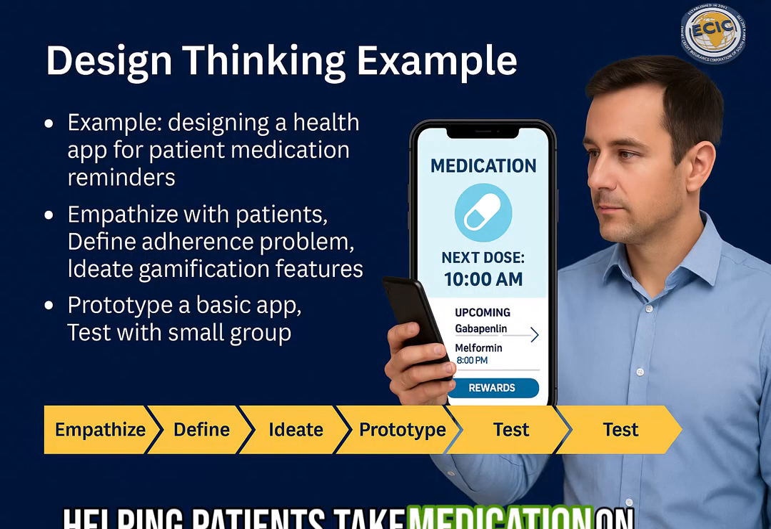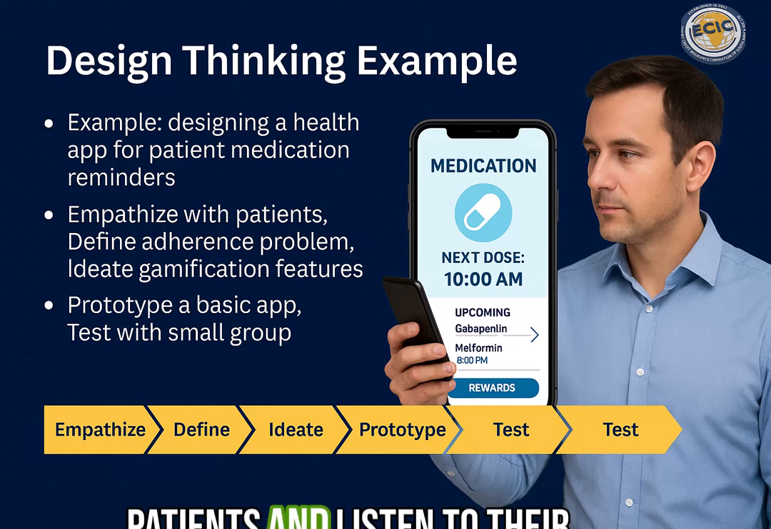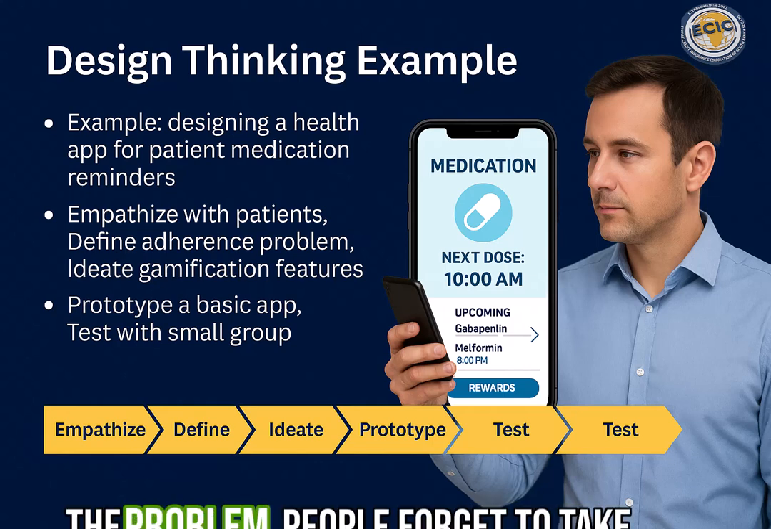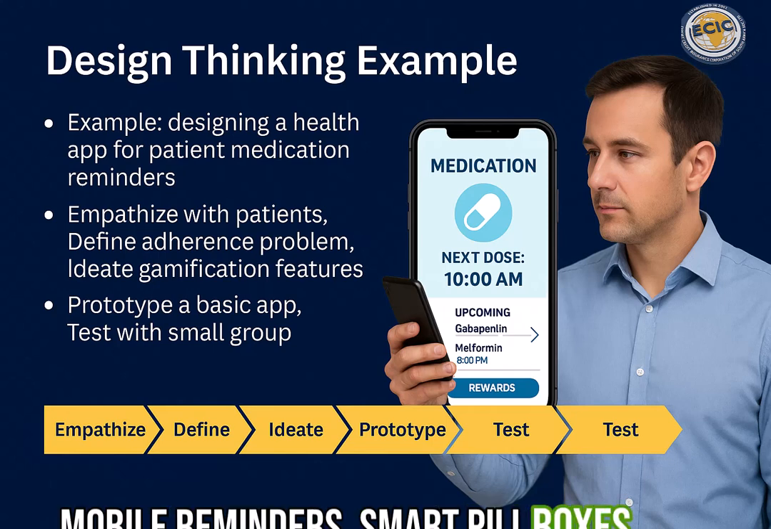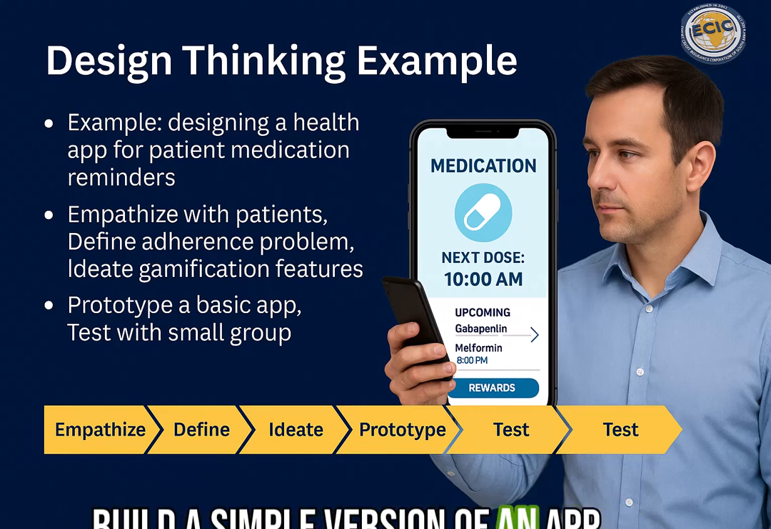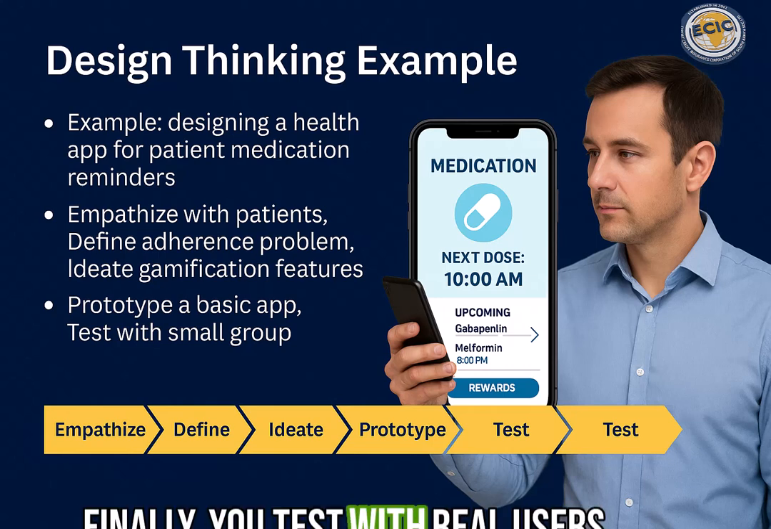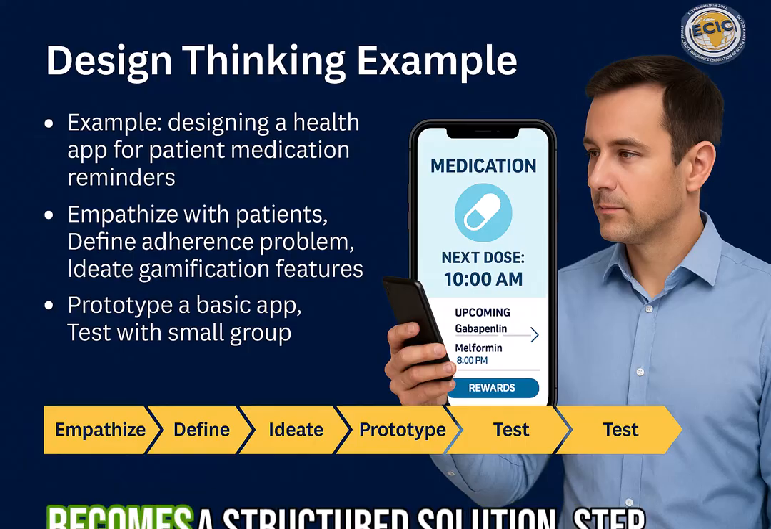Helping patients take medication on time. First, you empathize, interview patients, and listen to their frustrations. Then, you define the problem. People forget to take their pills because reminders are inconsistent. Next, you ideate, brainstorm possible solutions like mobile reminders, smart pill boxes, or gamification. Then you prototype, build a simple version of an app. Finally, you test with real users, collect feedback, and improve. That's how a vague challenge becomes a structured solution, step by step.